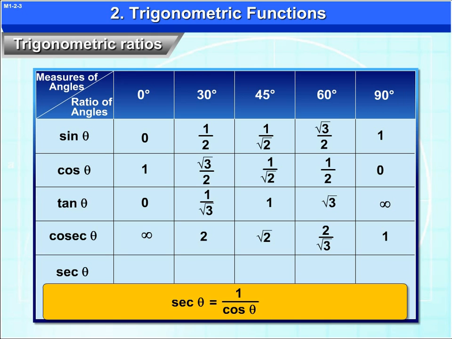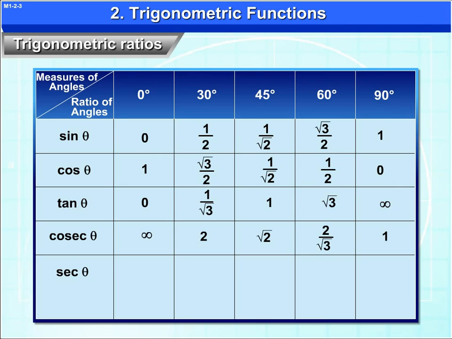Similarly, sec theta is equal to 1 upon cos theta. So let us write the reciprocals of cos values. 1 upon 1 is 1. Reciprocal of root 3 upon 2 is 2 upon root 3. Reciprocal of 1 upon root 2 is root 2. Reciprocal of 1 upon 2 is 2. And 1 upon 0 is equal to infinity.